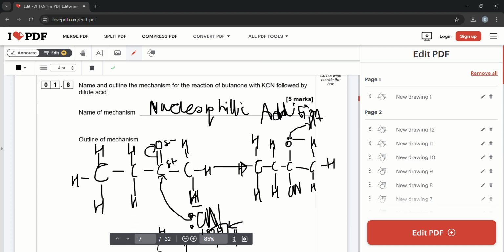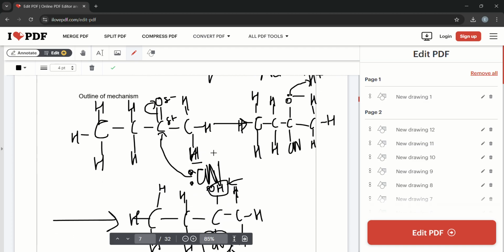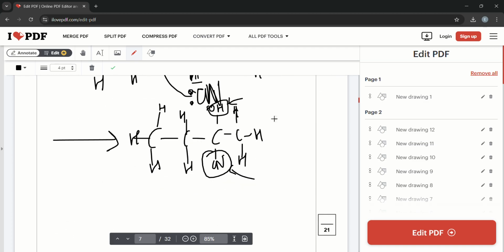So CN with a negative charge, lone pair of electrons, attacks the partially positive carbon, oxygen partially negative, C double bond O bond breaks, oxygen now has a lone pair of electrons and is negative and it bonds to a H plus, and then you form this, that is called a hydroxynitrile.